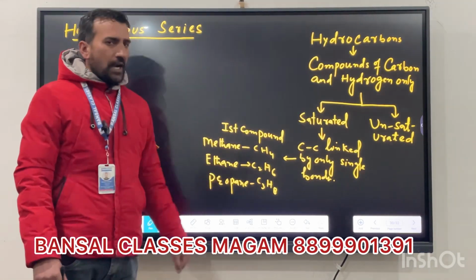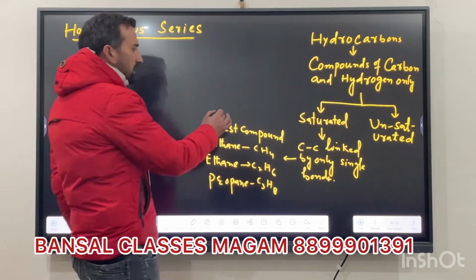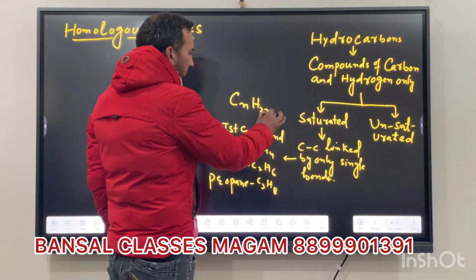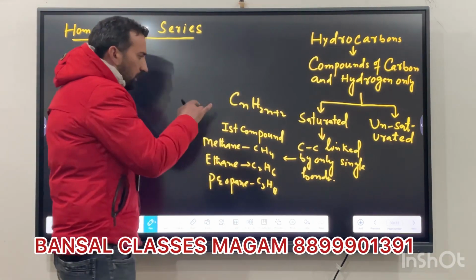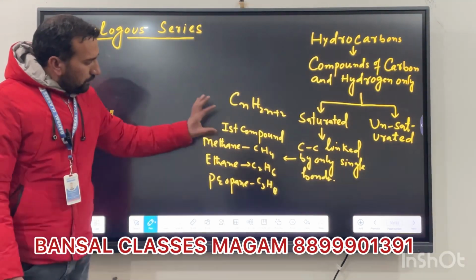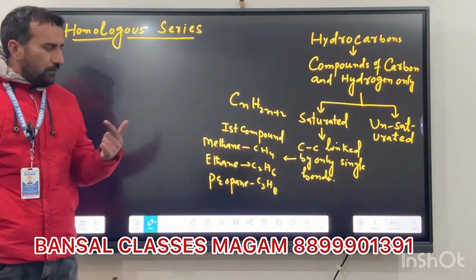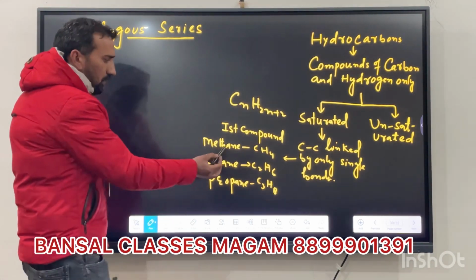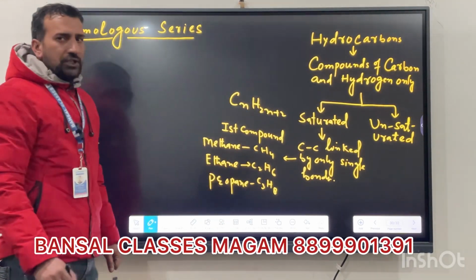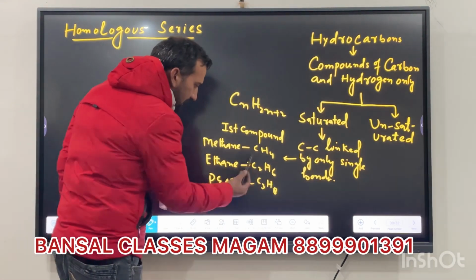As saturated hydrocarbons, these are also called alkanes. They are represented by a general formula CnH2n+2. If we look into this group, the first compound is methane, followed by ethane, and then followed by propane. Methane is represented by the formula CH4, and ethane is represented by formula C2H6.